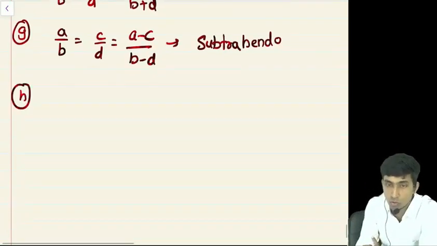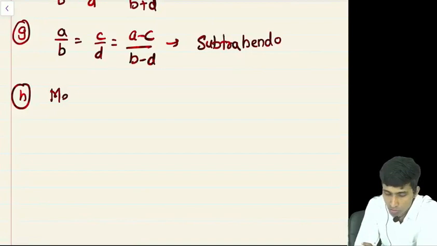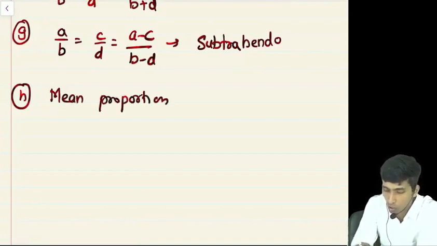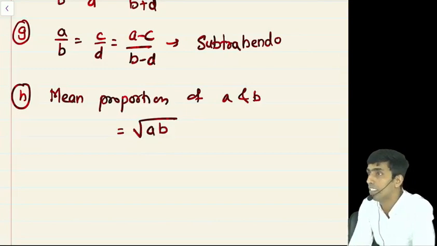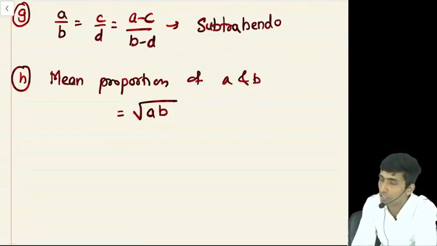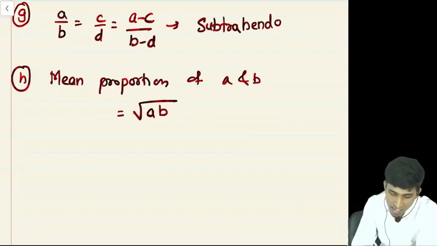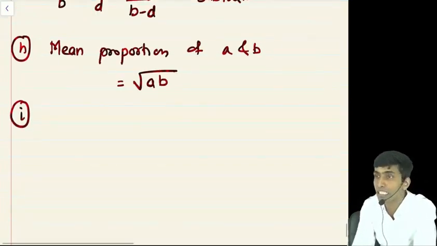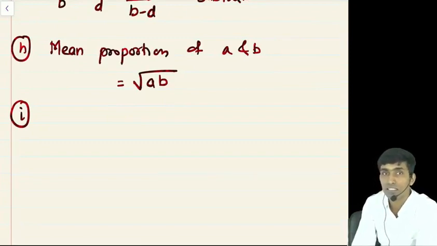If they ask you mean proportion of A and B, that is nothing but root of A into B. If they ask you mean proportion, direct question, then it is under root AB. Understood? Clear? Are you with me? Am I going fast? Sure?